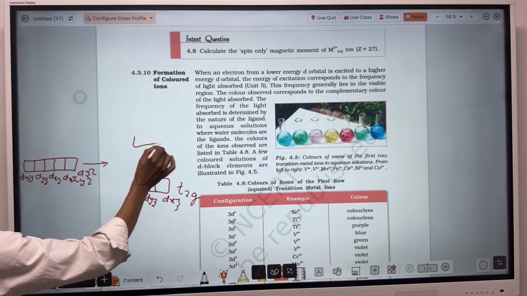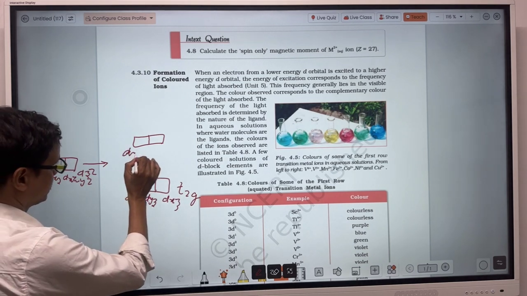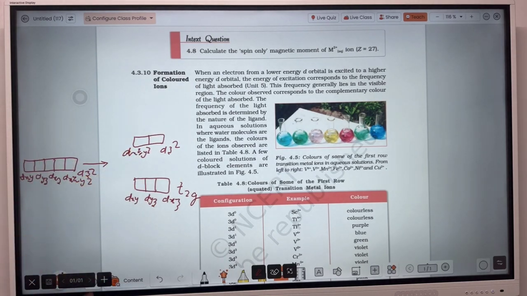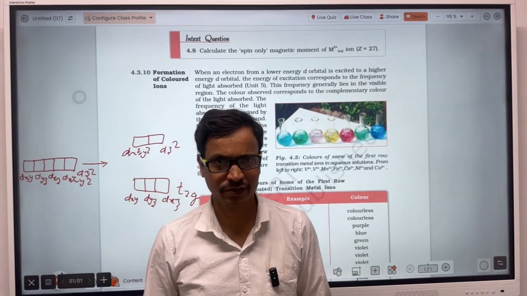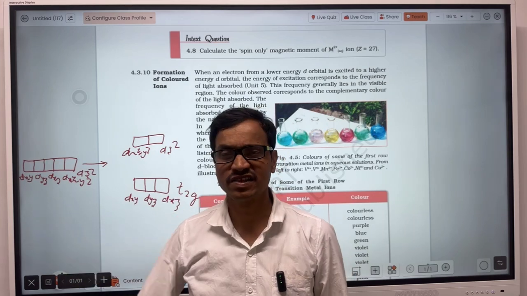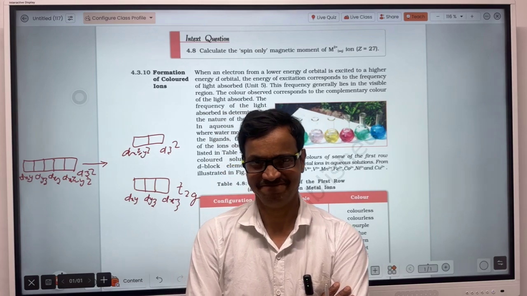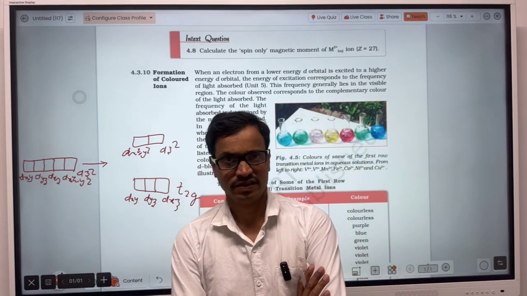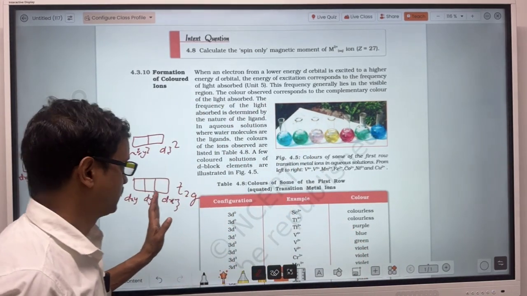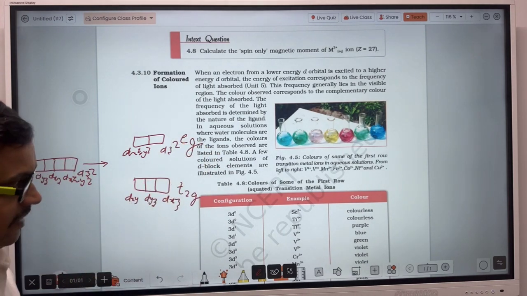And the energy of dx square minus y square and dz square increases. The degeneracy of d orbitals means the orbitals have the same energy; all these 5 orbitals are degenerate, meaning their energy will be the same. But that does not maintain in case of d block elements, and it splits into the T2g energy level and the Eg energy level.